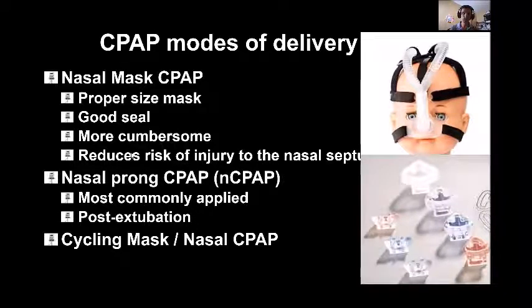And sometimes it's difficult to fit, but it decreases the injury to the nasal septum. It causes pressure sores, but decreases the damage to the nasal septum. Also, we can use nasal prong, and this is the most commonly used. Usually we use it post-extubation, but we switch it with the mask or nasal mask, either to alternate or when we start to have nasal issues. In most of our units, we cycle between mask and nasal CPAP.